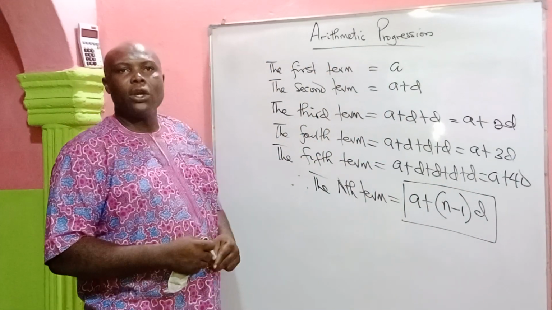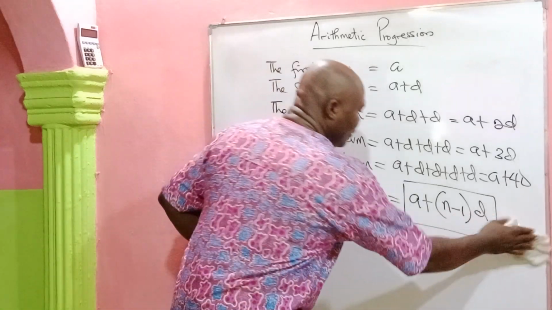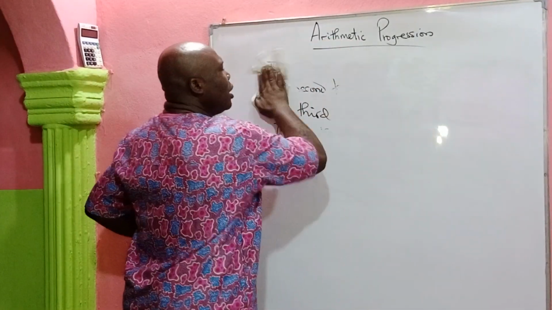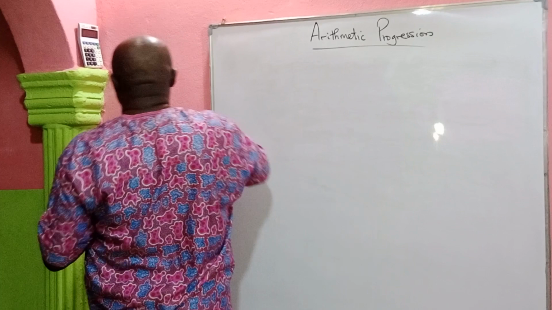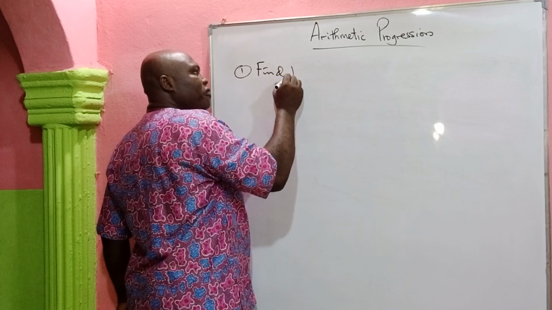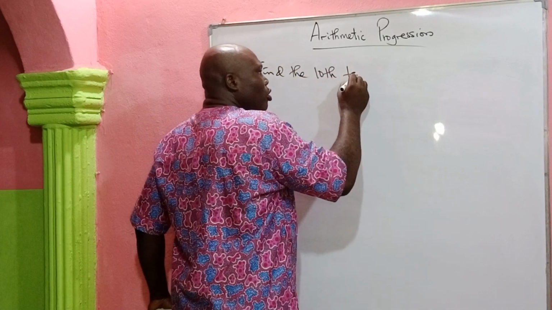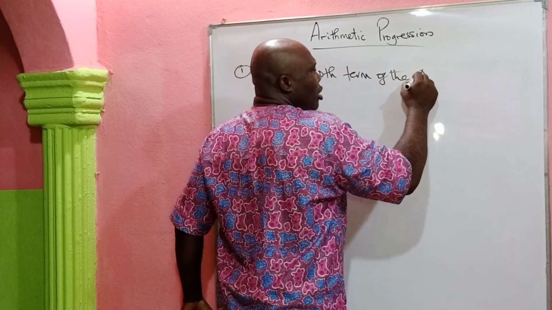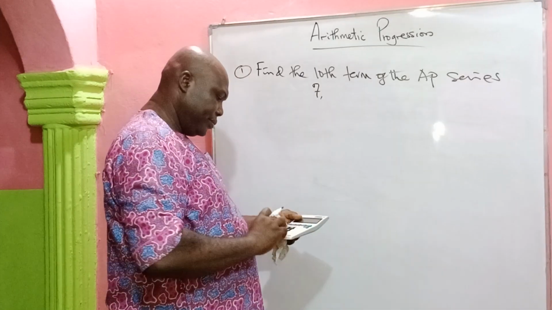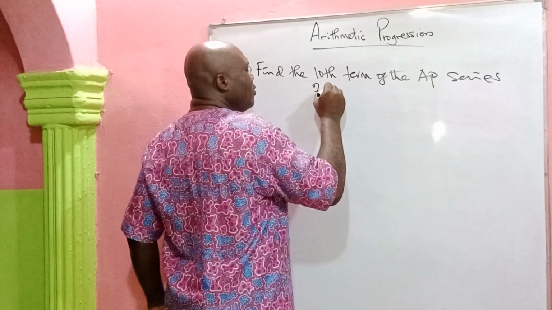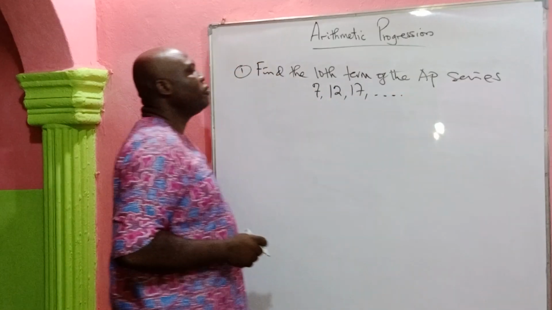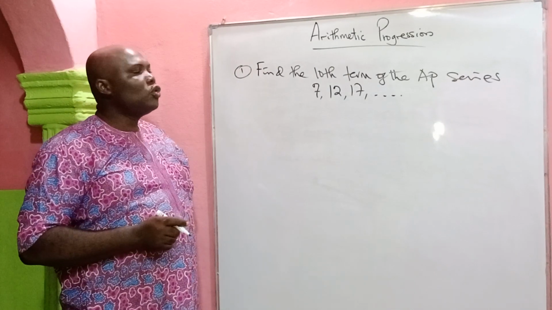So without waste of time, we are going to be finding the nth term of an AP series. Please take note of that formula. It's a simple one. Assuming they say we should find, for instance, number 1: find the 10th term of the AP series 7, 12, 17, and so on.